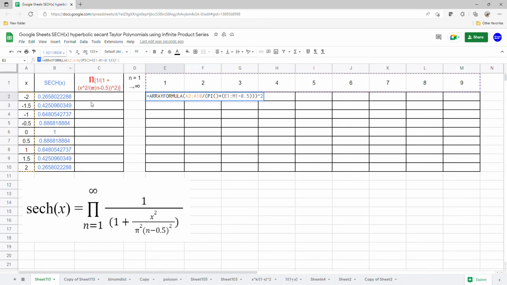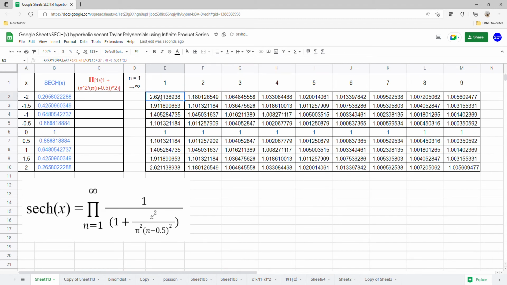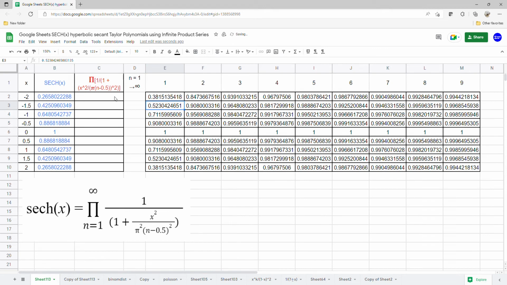So we factor in 1 plus. So we complete the denominator. That is 1 plus. Then the numerator, which is 1. So that will be the quantity 1 over. Now we complete the product, infinite product series. So product from this part to 9.